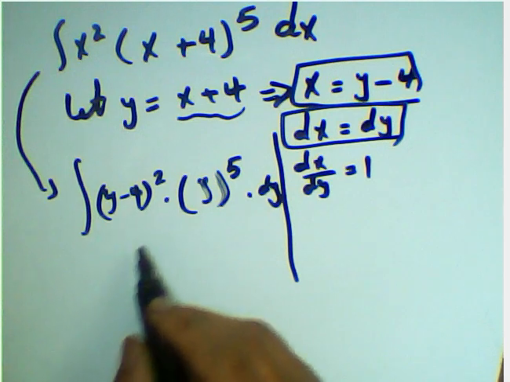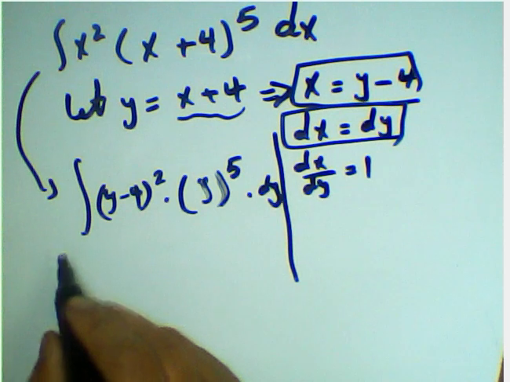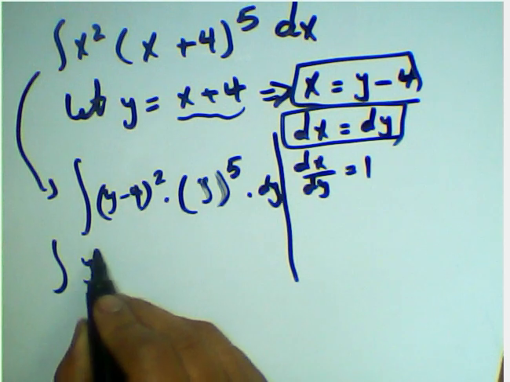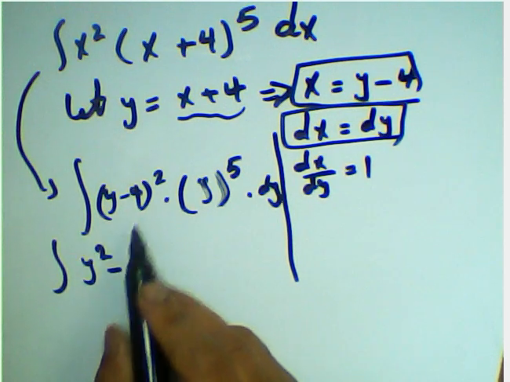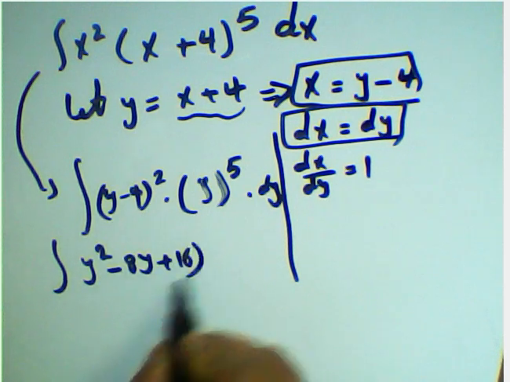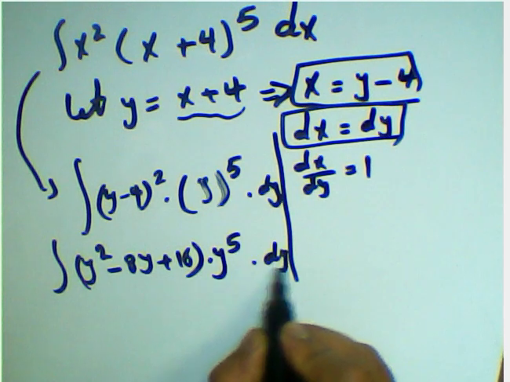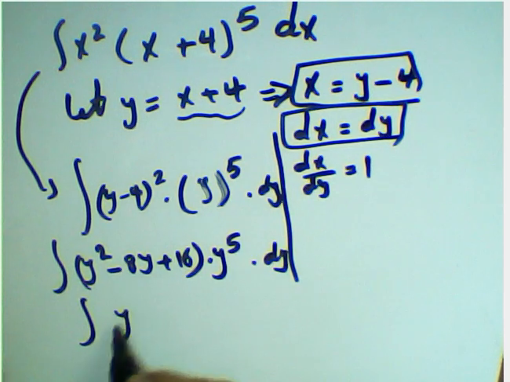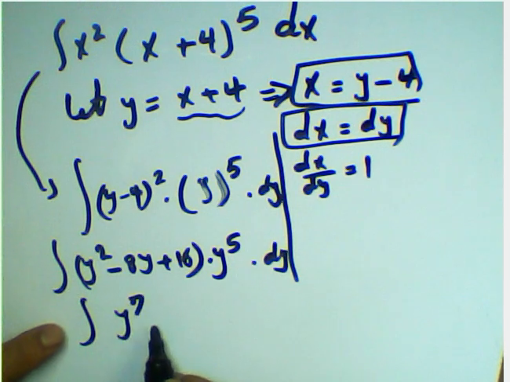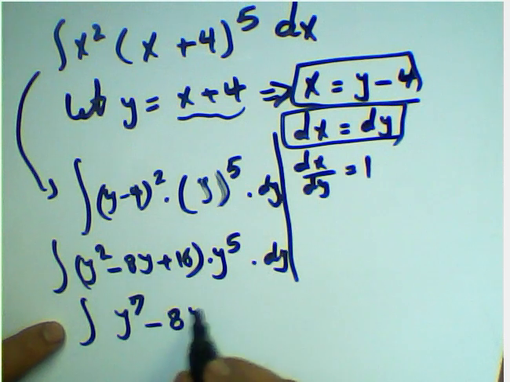And then we have here a function we can factorize or find the result in the simplest form, y power 2 subtract 2 times 4 times y equals 8y plus 16, multiplied by y power 5 dy. y power 5 multiplied by y power 2 equals y power 7. Subtract 8 times y power 5 multiplied by y, it will be y power 6.